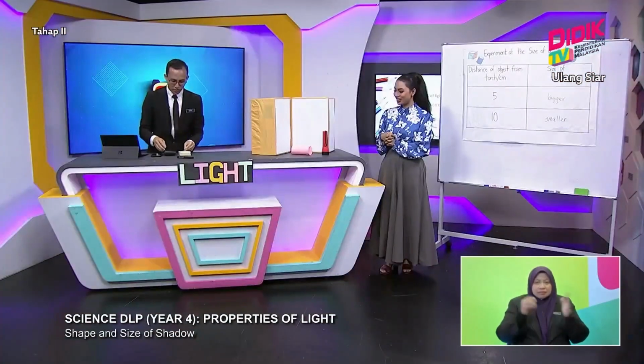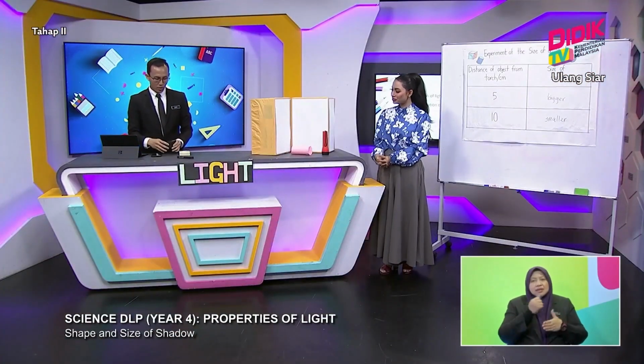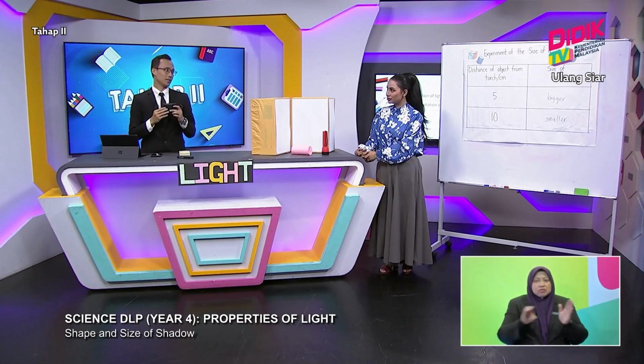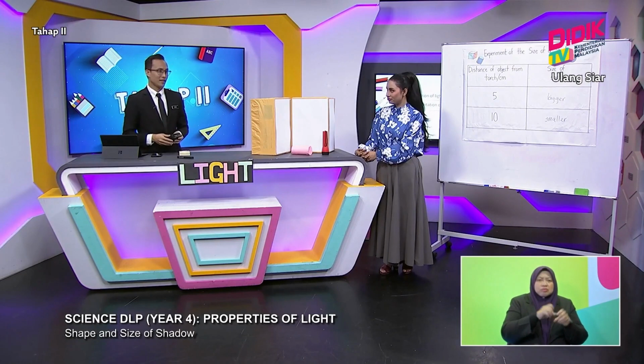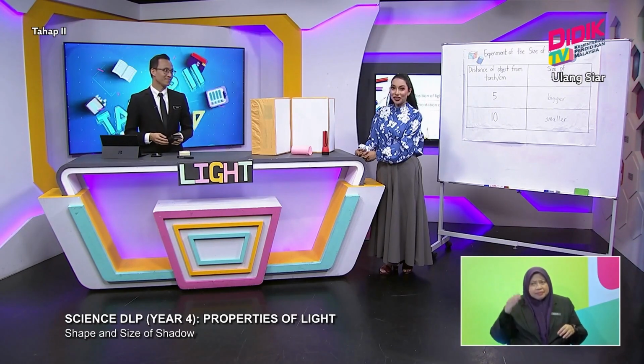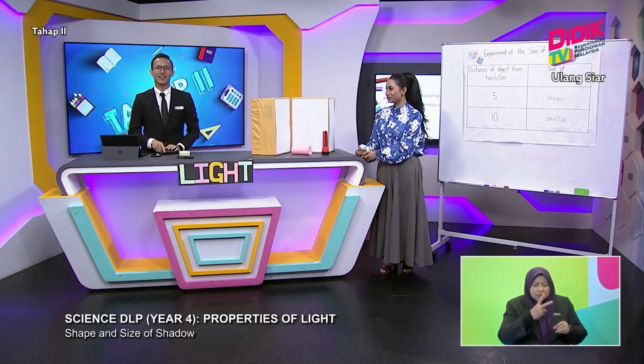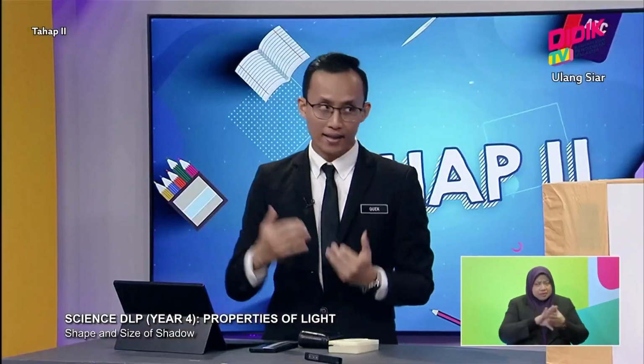Last of all is the opaque object. An example of an opaque object is the wallet. Can you imagine that your wallet is actually transparent? You can see all the money inside. That's not safe. So an opaque object doesn't allow light to pass through it, so our money is all safe.